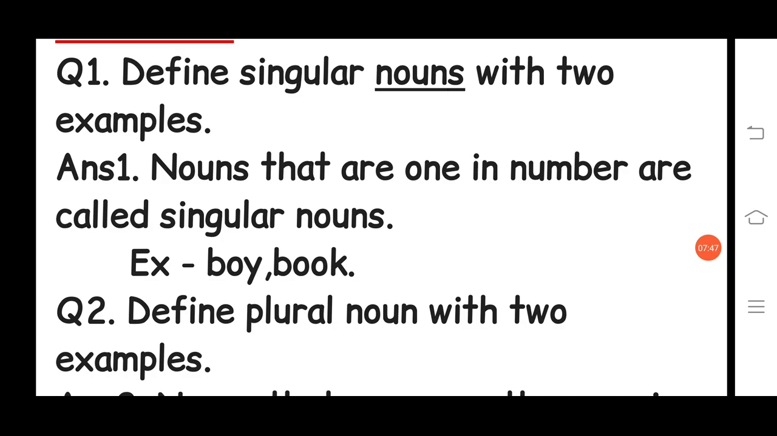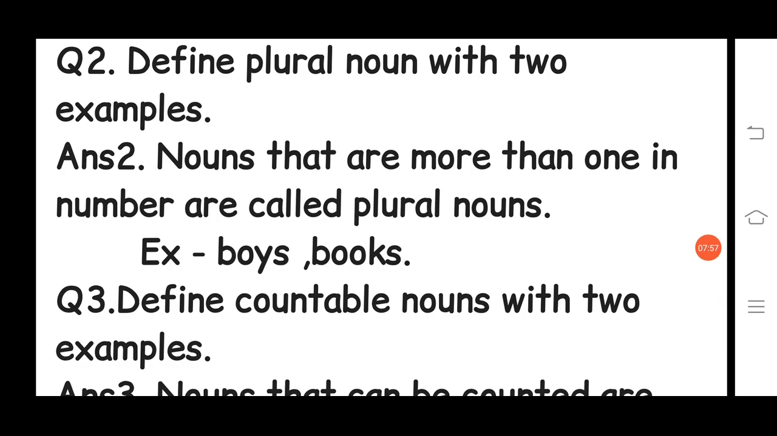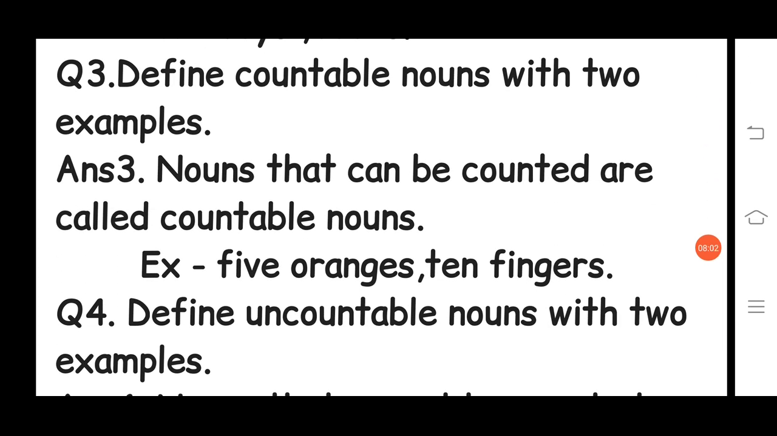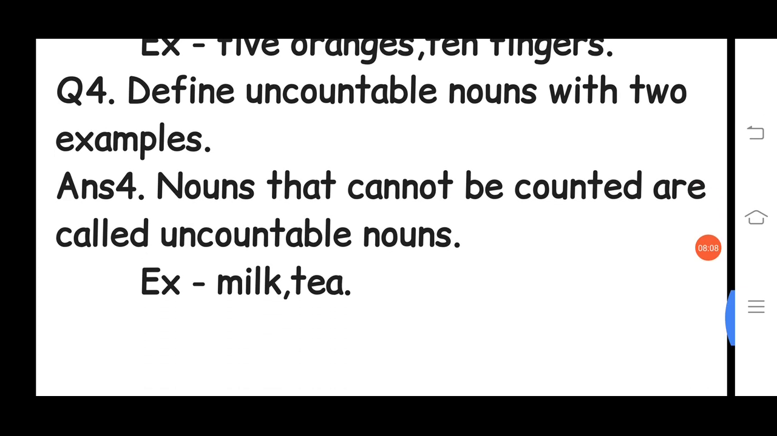So once again I'll just repeat for you. Singular nouns are those nouns that are 1 in number. Plural nouns are those which are more than 1 in number. Countable nouns are the nouns that can be counted. And uncountable nouns are the nouns that cannot be counted. Hope you have understood.